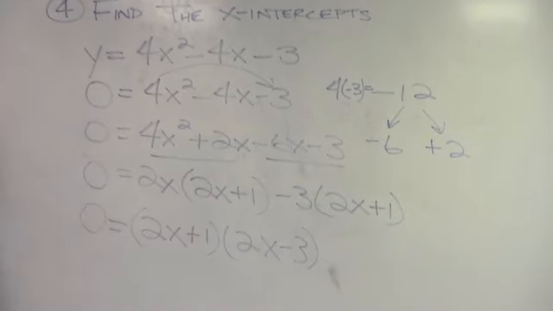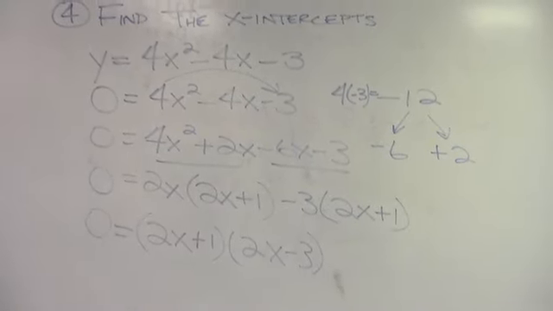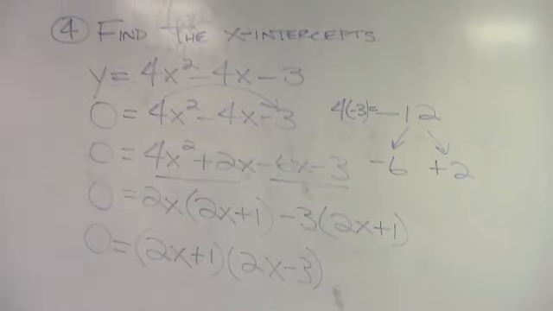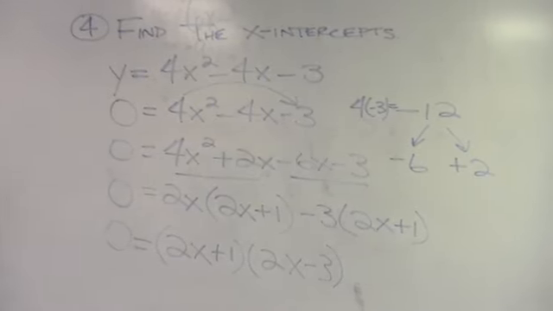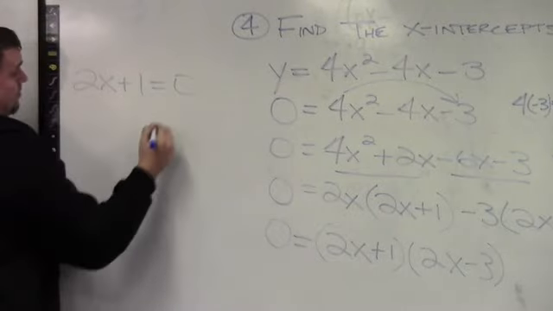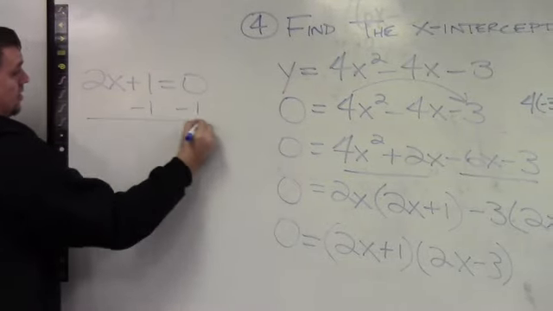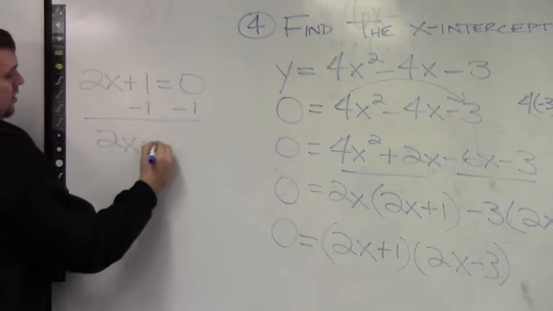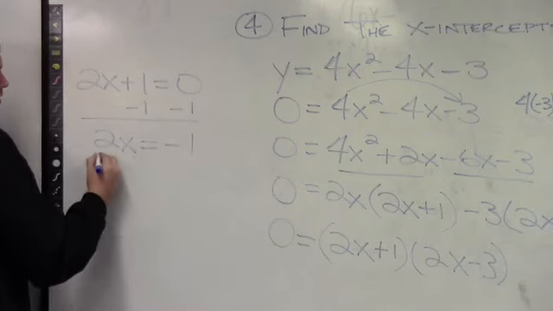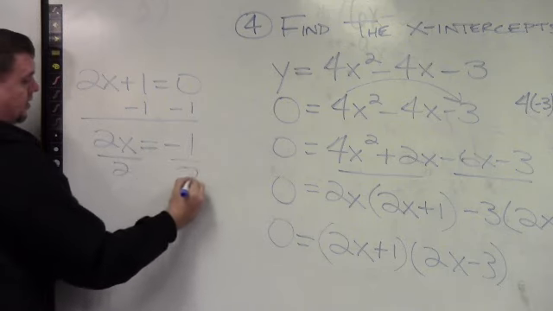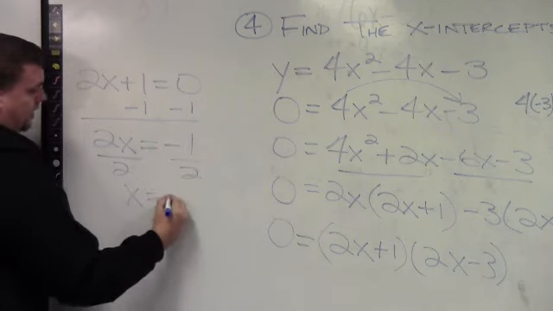And then what do I do with those factors? Set them equal to 0. So I have 2x plus 1 equal to 0. If I subtract 1 from both sides, 2x equals negative 1, then divide both sides by 2. So x equals negative 1/2.